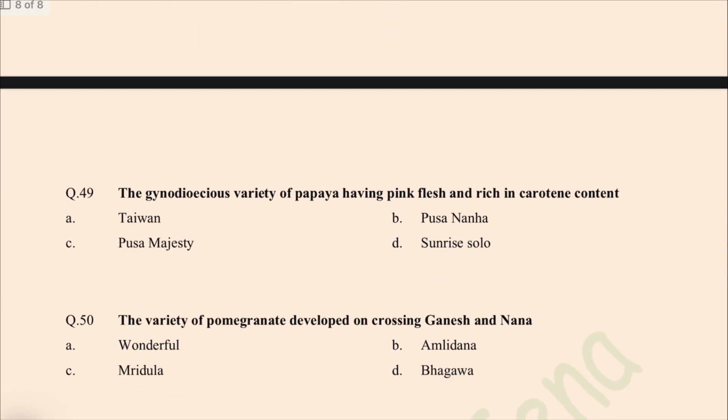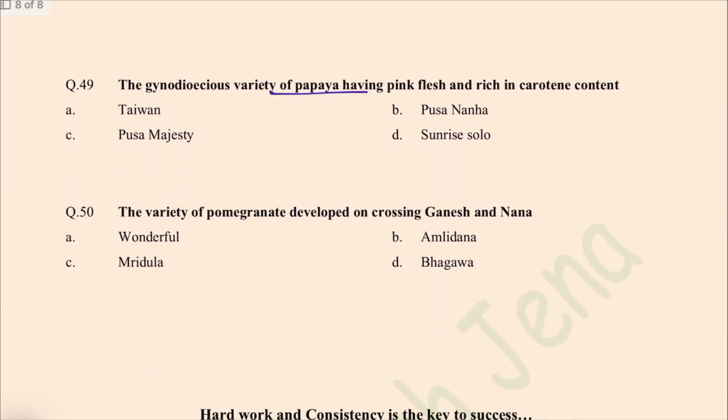Next question: the gynodioecious variety of papaya having pink flesh and rich in carotene content, that is Sunrise Solo. Papaya varieties can be dioecious, that is separate male and female plants, or gynodioecious, that is hermaphrodite or female plants. Gynodioecious varieties are preferred for commercial planting as they self-pollinate. Sunrise Solo is a famous high quality gynodioecious cultivar with desired pink orange flesh and high carotene.